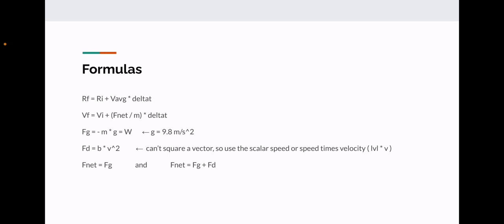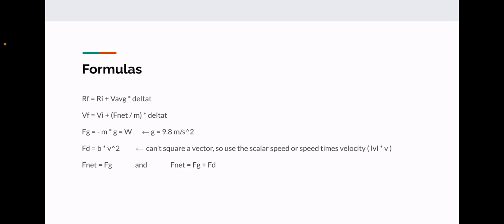The only thing that changes when you are considering just gravity or both gravity and drag is the value of Fnet. In the case of just gravity, Fnet is equal to negative mass times g, with g being Earth's gravitational constant value, 9.8 meters per second squared. When considering both gravity and drag, Fnet equals the gravity force plus the drag force.